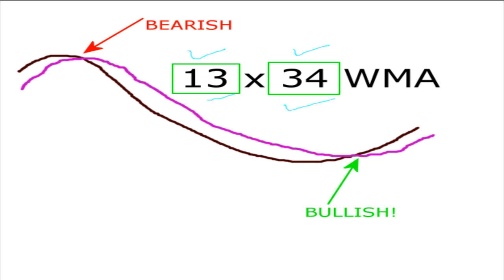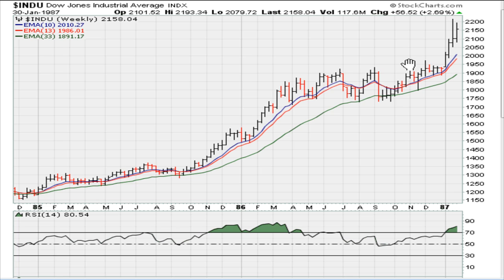So let's go to the Dow, and we're going to begin with the Dow weekly chart going back to between 84 and 87, and you can see that we had a crossover coming into 85, and the market moved from Dow 1500 all the way to 2200. That's a very, very big move for our market.